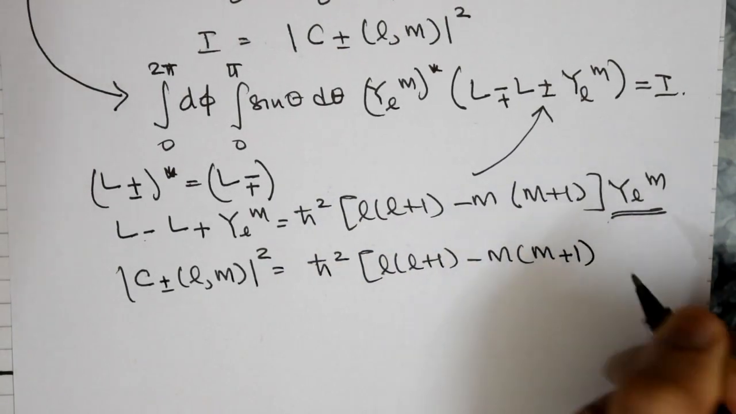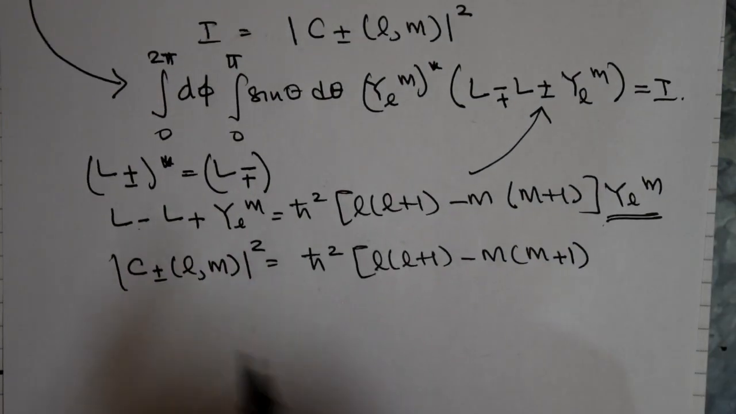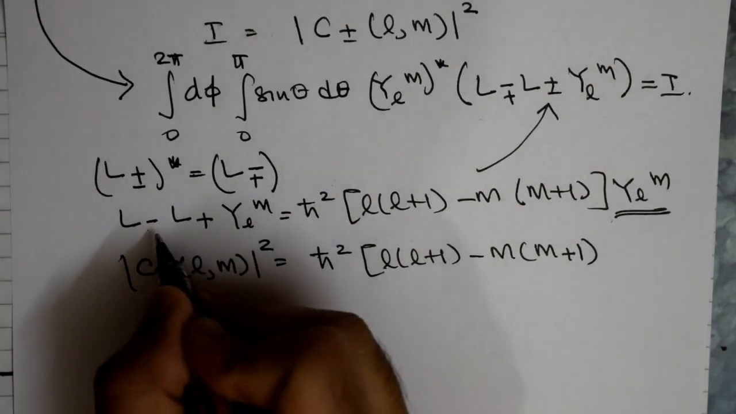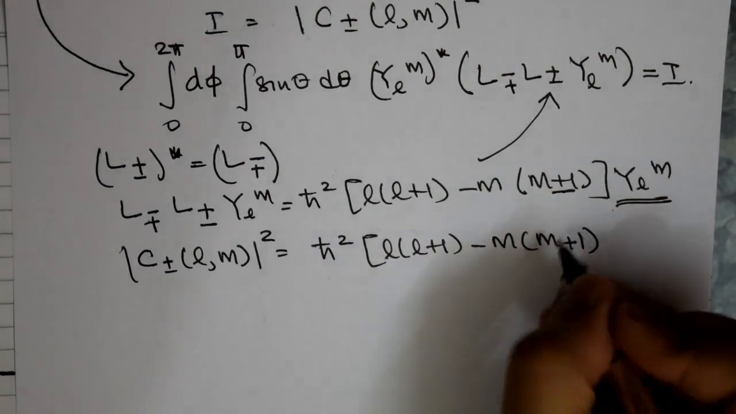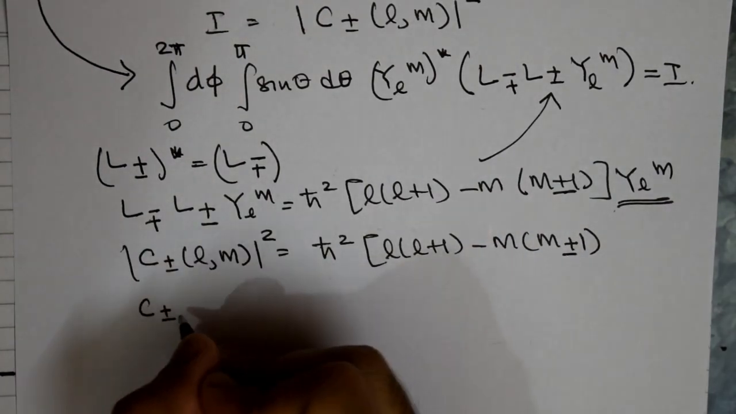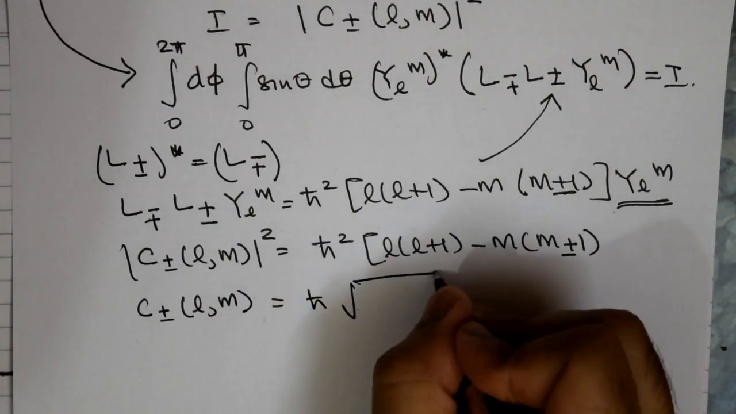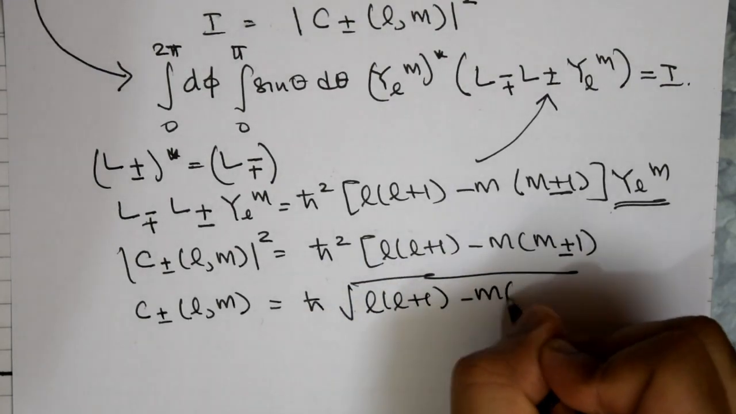Let's say you patiently repeated the same process, right, with the plus minus here, there'll be a minus there. So you will get something like this. And therefore C plus minus L comma M will be given by h cross under root L into L plus 1 minus M into M plus minus 1.